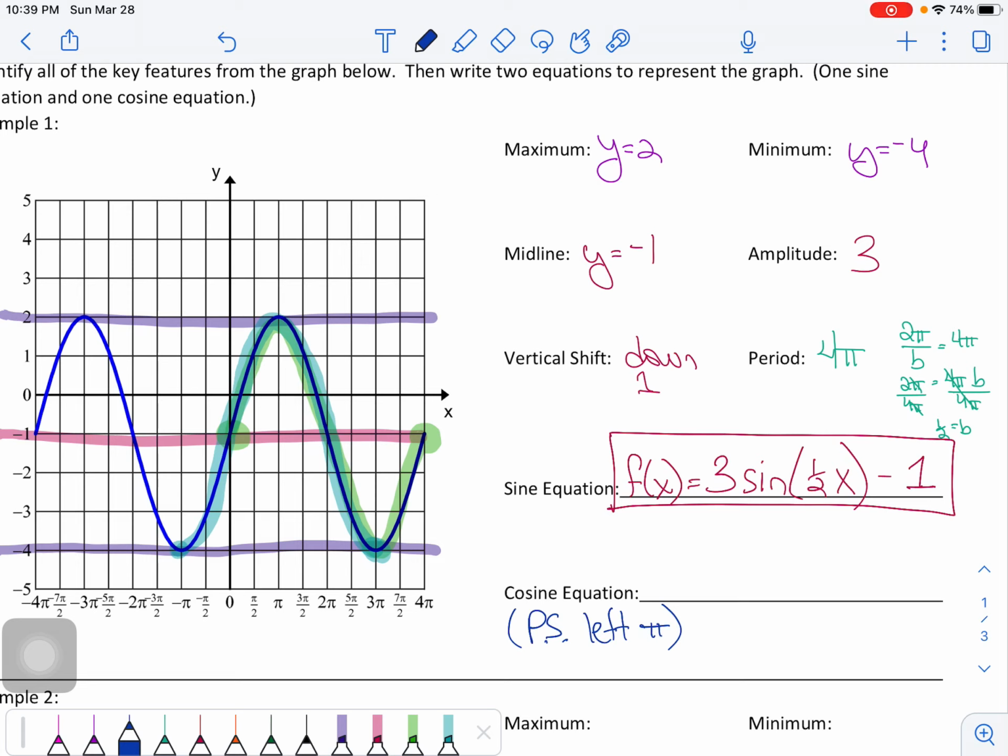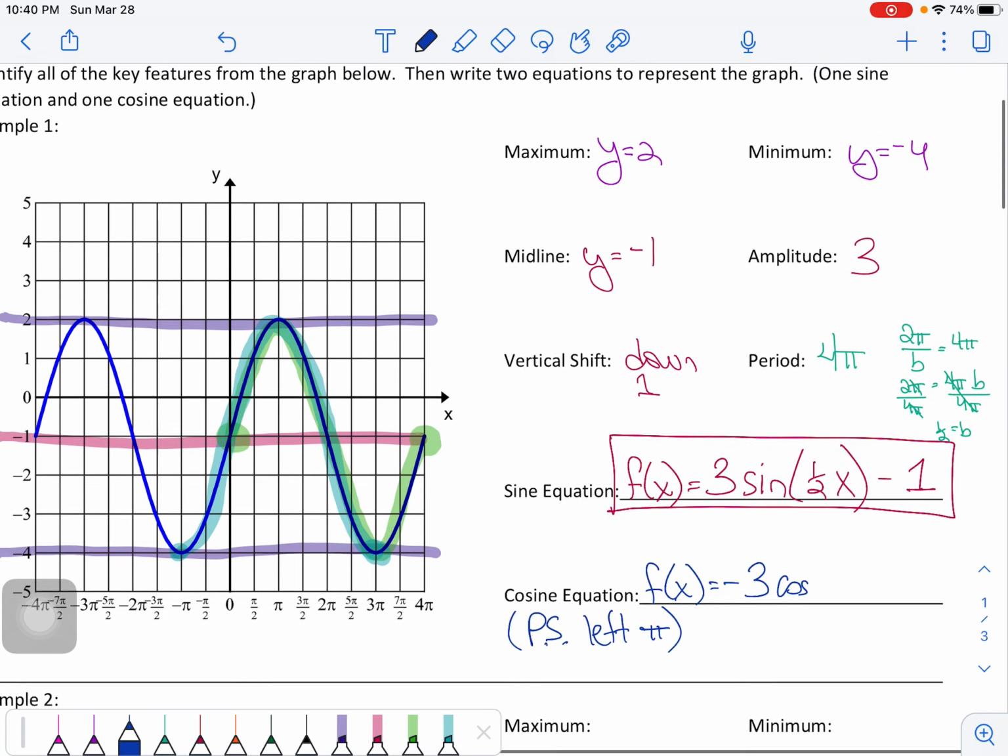The second thing is this particular one that I picked, because I started with a low point, a minimum value, this is actually a reflection of cosine. So if you start with a minimum value, you need to use a reflection, all right? So for cosine here, I'm going to do f of x equals, I'm going to throw the reflection in place, so negative 3. Amplitude didn't change. We're going to do cosine.